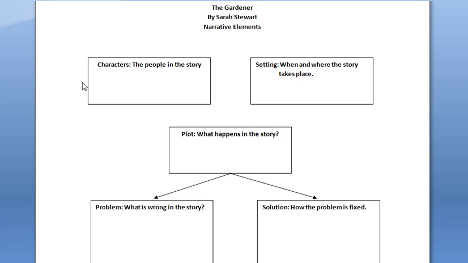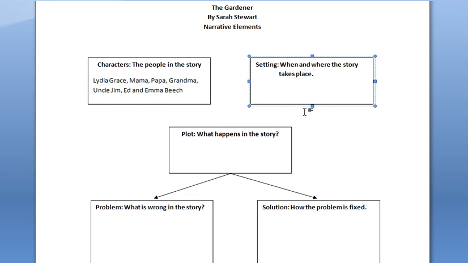Let's start by identifying the characters in the story. Our most important character is Lydia Grace. Other important characters include Mama, Papa, Grandma, Uncle Jim, Ed, and Emma Beach. Our characters, the people in the story.